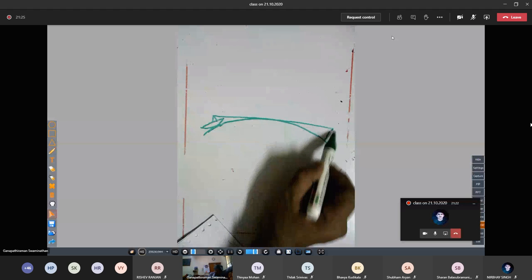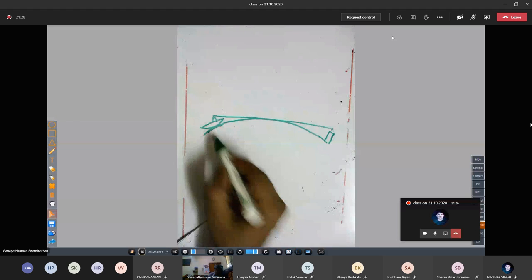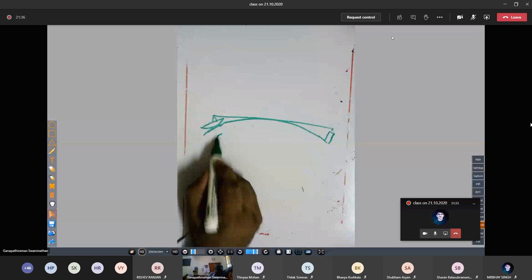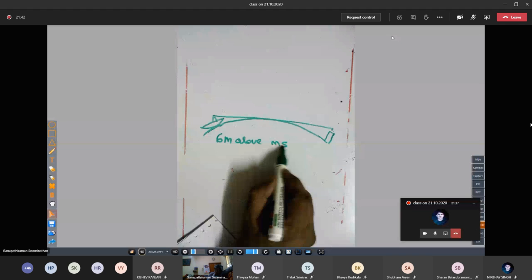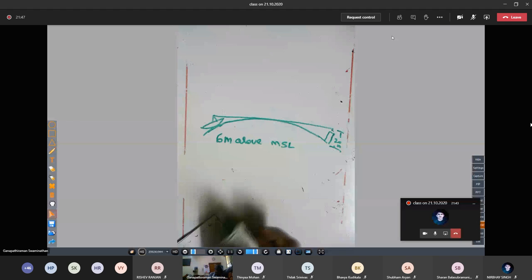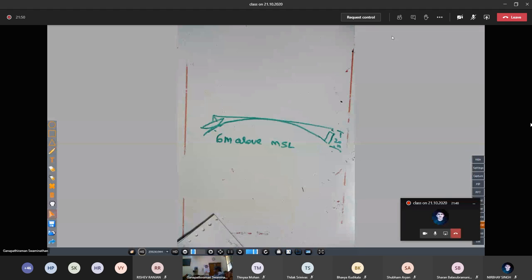Okay, this is the lighthouse, and this is the ship. Now my question is, the observer is about 6 meters above MSL, and the lighthouse is say 20 meters above MSL. What is the distance between these 2 points? Do you get the point? The ship is in the sea and this lighthouse is on the shore.